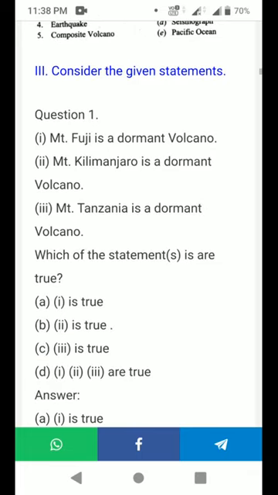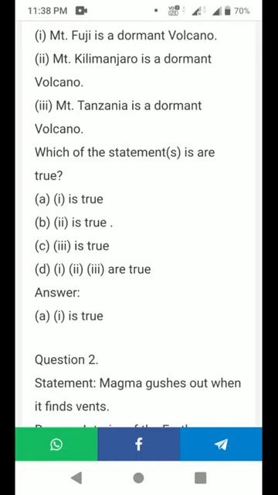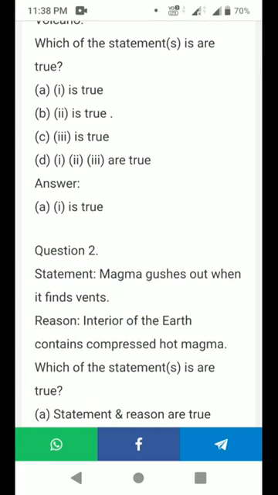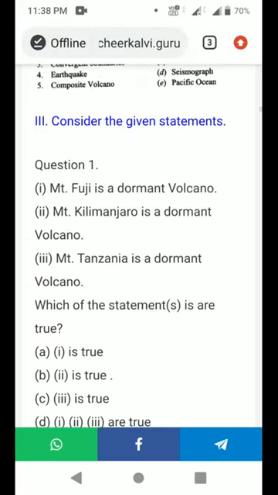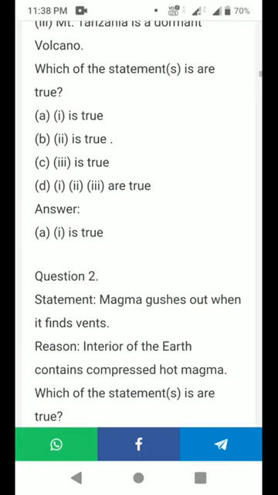First question, the Mount Fuji is a dormant volcano. Mount Kilimanjaro is a dormant volcano. Mount Tanzania is a dormant volcano. So, which of the statements are true? Here, correct answer is A, option A. One is true. That is, Mount Fuji is a dormant volcano. That is the correct answer.